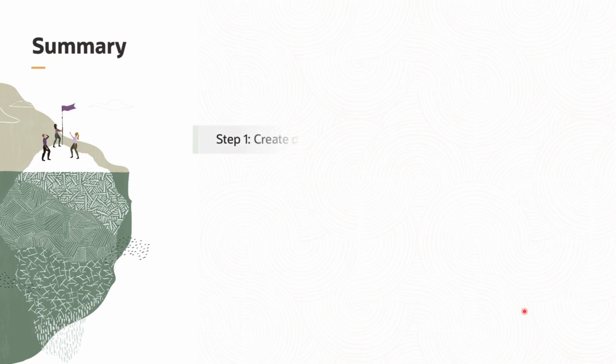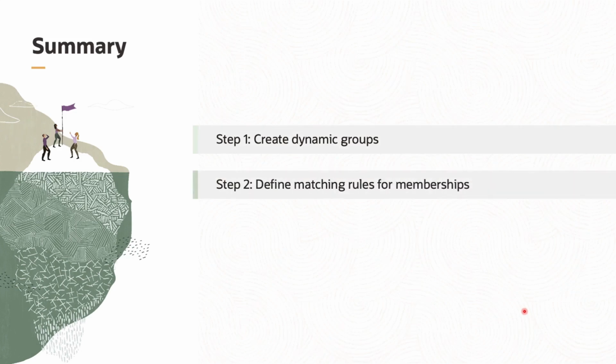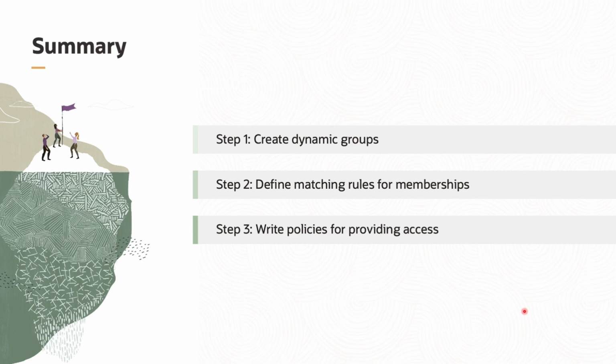Remember the workflow: we first create the dynamic group, then we define the membership rule for adding members or principal actors to the dynamic group. And then we write policies to provide access. If you don't write policies, then the dynamic group members or principal actors will not be able to do anything.